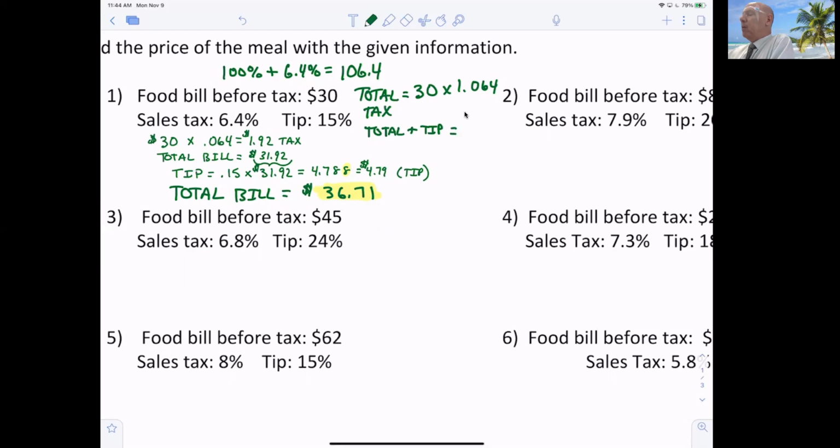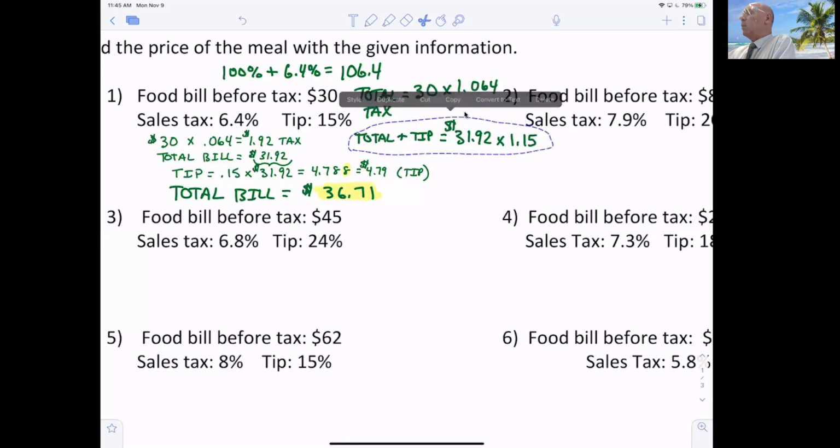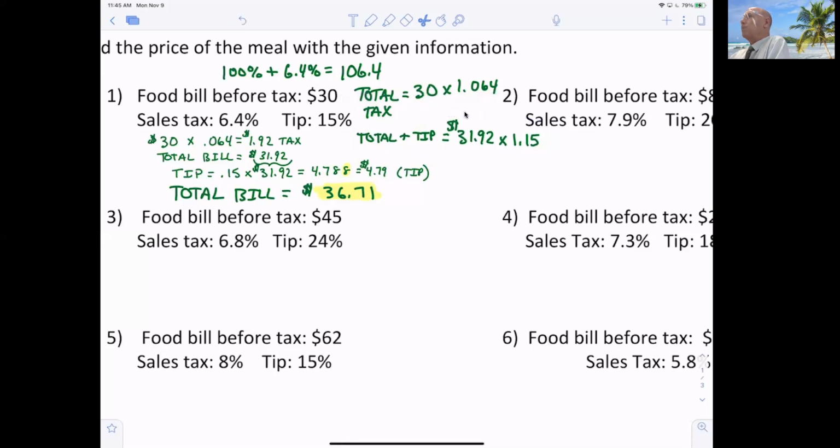I'm going to take the 3192 and multiply it by what, somebody? 100 and what? But instead of saying 115, say 1.15. Multiply that by 3192 times 1.15. What do I get? To what? Right? We with me on 3671?